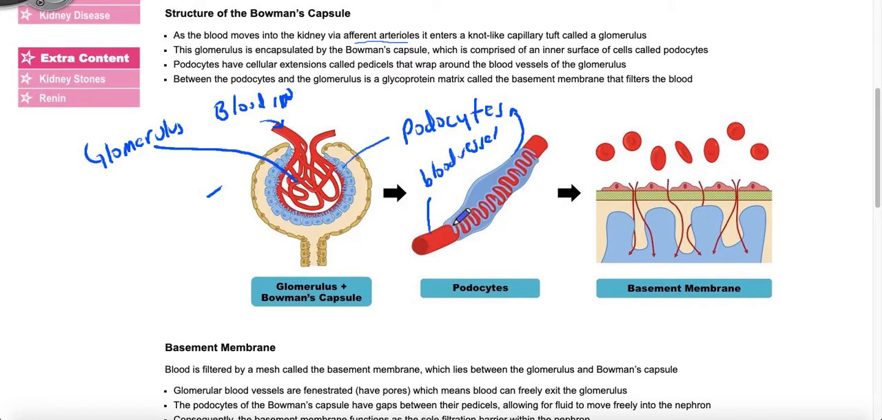And then in addition to that, between the podocytes and the glomerulus, you have a glycoprotein matrix called the basement membrane. And this is important because this is what actually filters the blood. This is the membrane that is going to block the movement of stuff that we need in our blood, like our red blood cells and our white blood cells, and it's not going to allow them to leave as part of our urine, right? So this basement membrane, or this mesh here, is very important, and this is located between the podocytes here and the glomerulus.